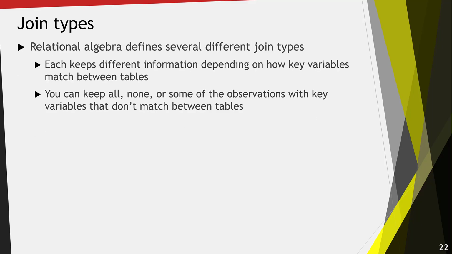Because you may or may not want to include non-matching observations, relational algebra defines several different join types that allow you to keep or exclude observations when they don't have matches in the corresponding table. Each of these join types is going to keep different information depending on how the key variables match between tables. You can keep all, none, or some of the observations with key variables that don't match between tables. So let's go through the common join types and how they'll create the resulting output table in this example.